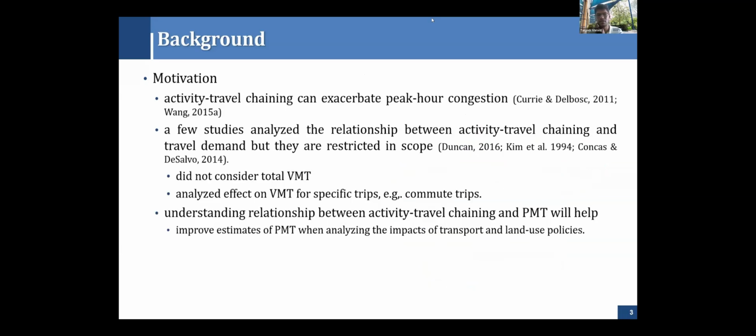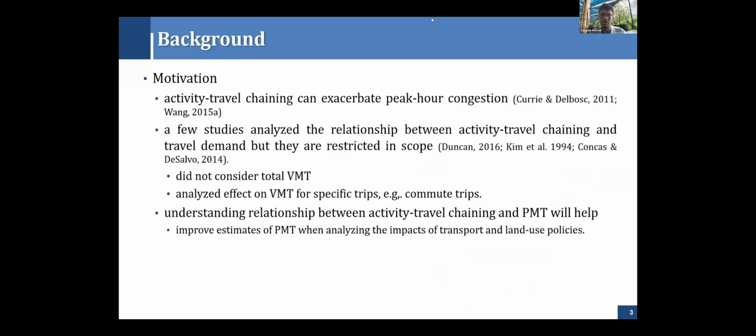I am motivated to conduct this study, as many studies suggest the positive contribution of activity travel chaining in peak hour congestion. In the few studies that analyze the relationship between activity travel chaining and travel demand, they are either indirect effect of activity travel chaining on VMT through the association of trip chains with commute trips, or limited to measuring the effect for particular sets of trips, not on the net VMT.